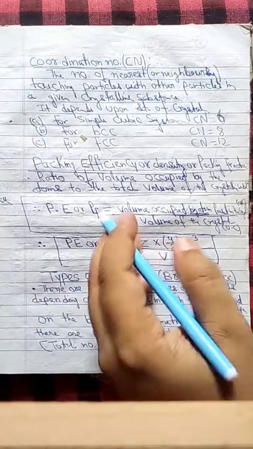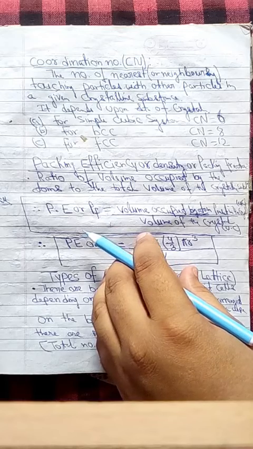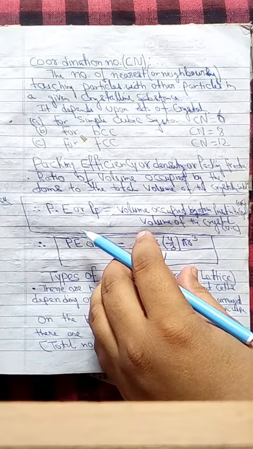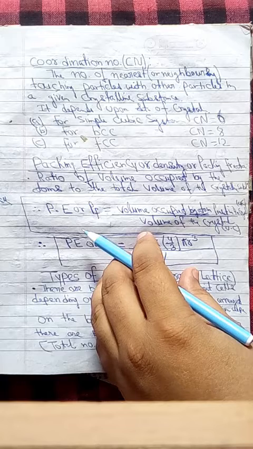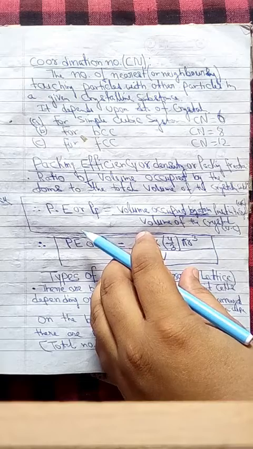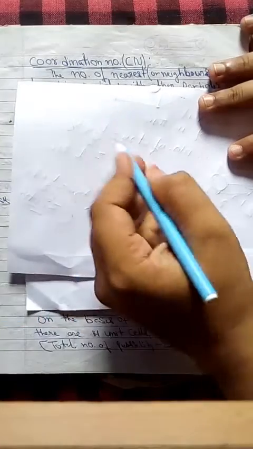So coordination number. So what is coordination number? It is denoted by Cn. The number of nearest or neighboring touching particles with other particle in a given crystalline substance is called its coordination number. So let's understand in simple words.